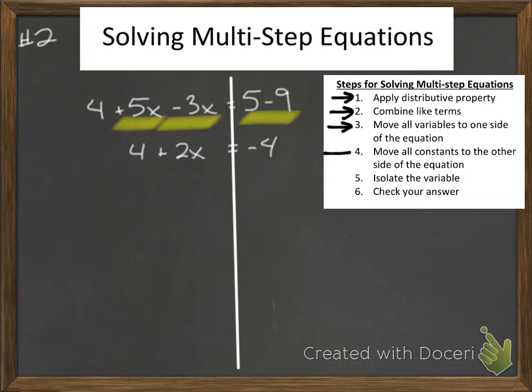Okay, now it asks us to move all constants to the other side of the equation. So where are our constants? So notice I have a plus 4 on this side and a negative 4 on the other side. So what should we do? Remember, we always want to move numbers away from the variable. So in other words, I don't want to add 4 to both sides because that's moving values towards the variable. I want to move numbers away from the variable. So how do I get rid of this positive 4 here? Well, I subtract 4 from both sides.